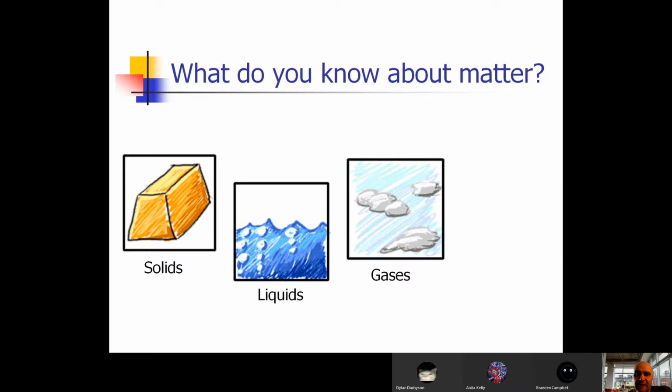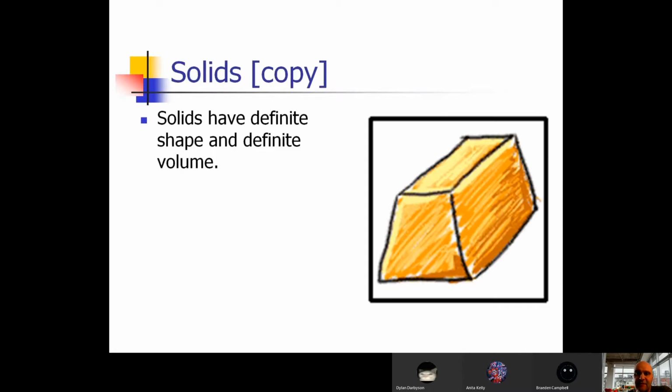Okay, so what do we know about matter? Well, we've got solid, liquid, and gas. So let's explore that a little bit here. A definition of a solid is that they have a definite shape and a definite volume. There's nothing necessarily changing about the shape or the volume of our solid.